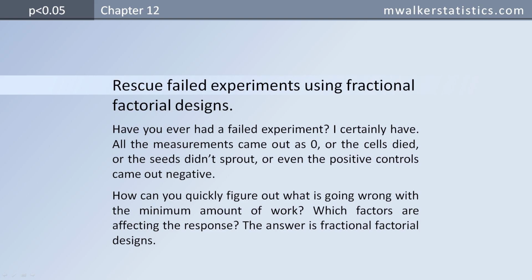Have you ever had a failed experiment? I certainly have. All the measurements came out as 0, or the cells died, or the seeds didn't sprout, or even the positive controls came out negative. How can you quickly figure out what is going wrong with the minimum amount of work? Which factors are affecting the response? The answer is fractional factorial designs.